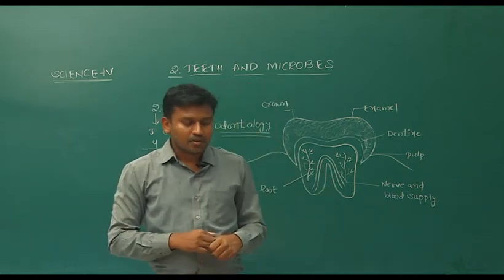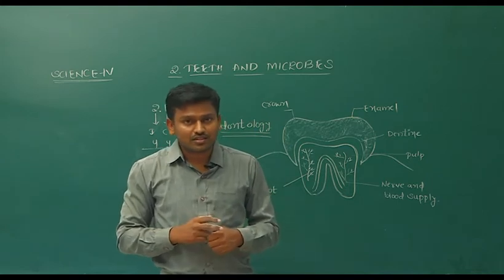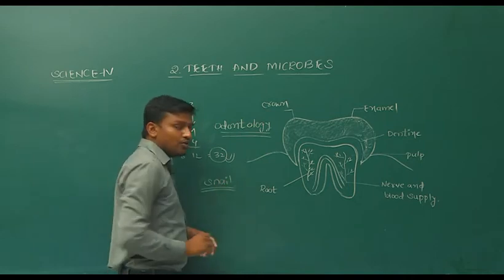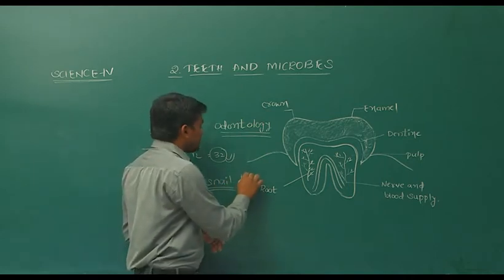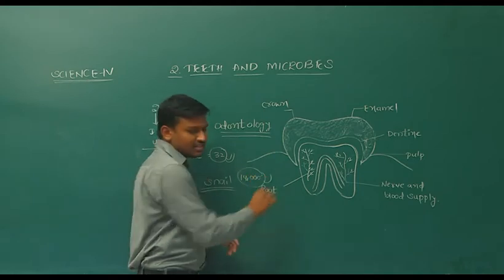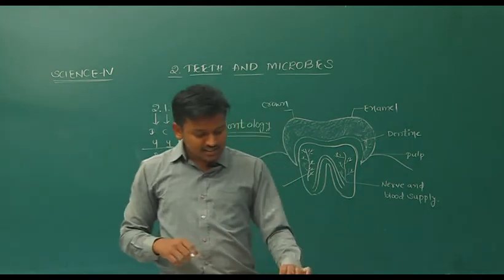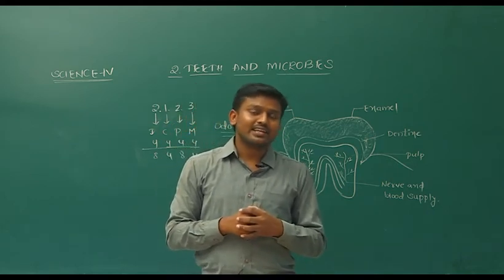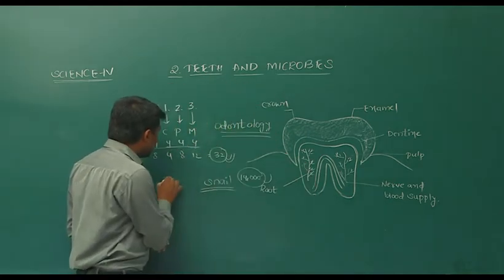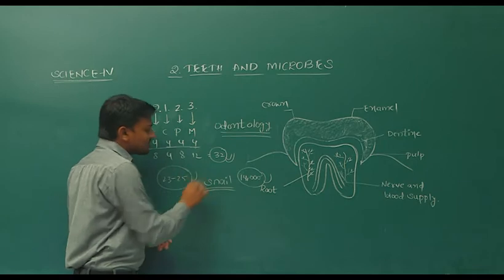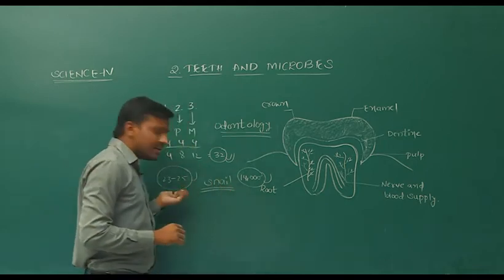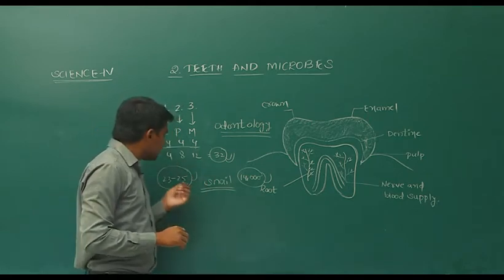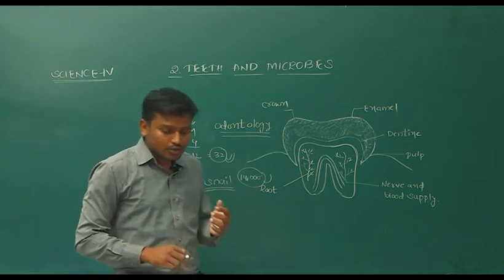And next, do you know which animal has the most teeth? Snail. Snail has the most teeth, around 14,000 teeth. And as we are discussing teeth, do you know about wisdom teeth? Generally, at the age of around 23 to 25, these wisdom teeth come. As this is an age of wisdom, that's why we call those teeth wisdom teeth.